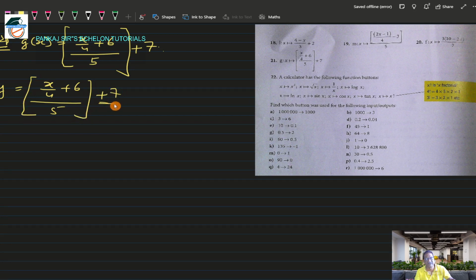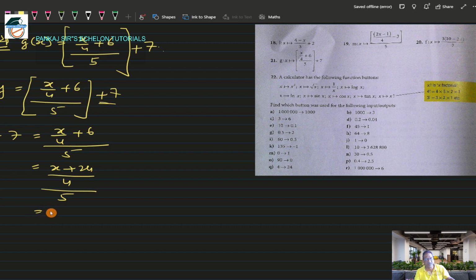First, I'll do one thing. This 7 I'll take on this side. So it will become y minus 7 equal to x upon 4 plus 6 upon 5. This will be written as x plus 6 fours are 24 upon 4, and then upon 5. Now this can be written as x plus 24 upon 4 into 1 upon 5. This can again be written as x plus 24 upon 5 into 4, which is 20. So y minus 7 is equal to this.